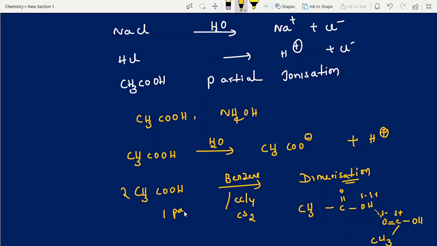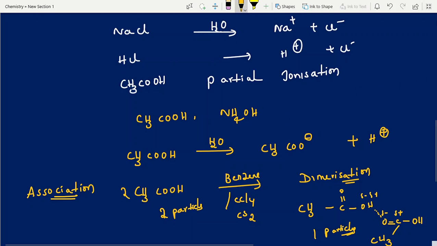If you add two particles, finally they became one particle. That we call dimerization, a dimer. That is what we call association type. Did you understand when solute particles associate and when they dissociate?